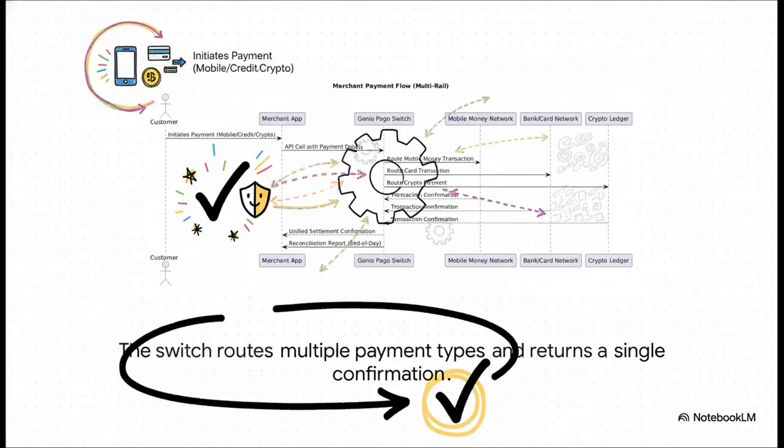And this diagram just shows you the magic trick. A customer pays, and behind the scenes, the switch is routing mobile, card, or even crypto payments all over the place. But what does the merchant see? None of that chaos. They just get one simple, unified confirmation. It's all about abstracting away the complexity.